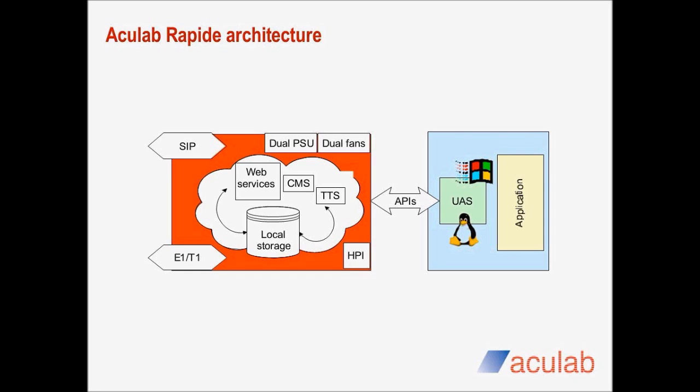Now, just to mention again, for those of you who didn't understand, on the right, you've got that green box called UAS. Basically, that's the application that you download from our website or from the Rapid box, install on a machine, and that's what is used to run your application and to talk to Rapid.